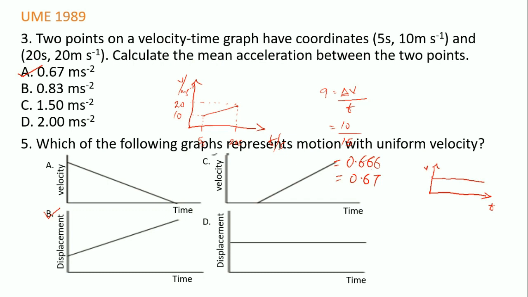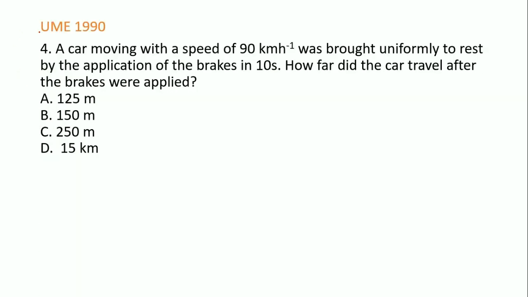So if the question comes in the form of a velocity-time graph only, and you are told to interpret the graph so that you will be having a uniform velocity, then definitely you'll be having something like this. For this question, our correct answer is option B. The next one, we have UTME 1990 question number 4.